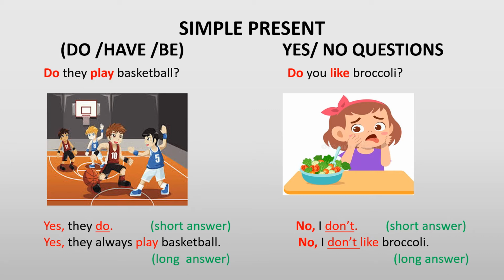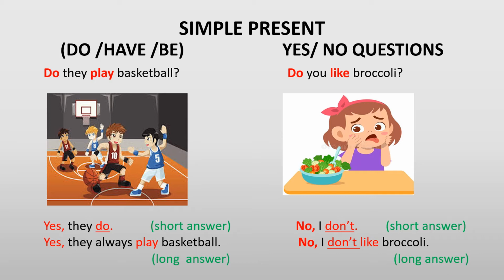Let's take an example. Do they play basketball? The short answer: yes, they do. Long answer: yes, they always play basketball. So if you pay attention here, we have the auxiliary do, which is used in the question and again in the short answer. But in the long answer, we have the main verb play and no auxiliary.